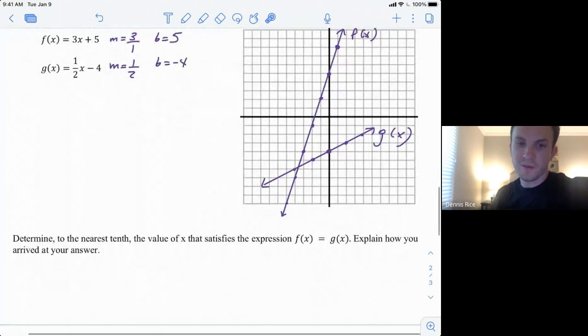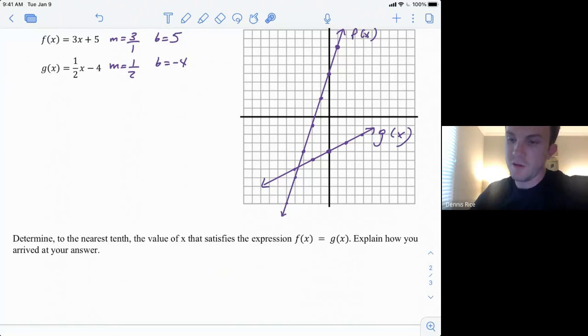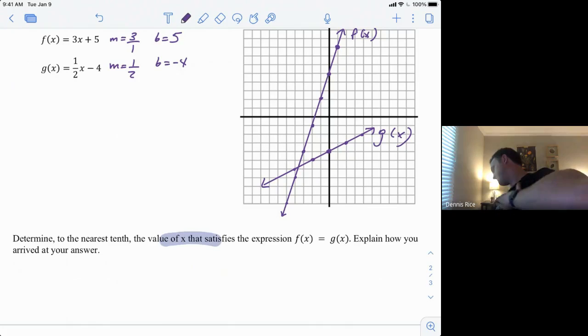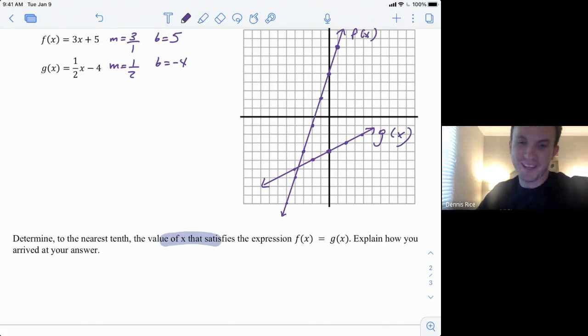So now the follow-up here, and this gives it away a little bit, it says determine to the nearest 10th the value of x. So highlight that, star that, whatever, right? When I give my answer, I just want to say x equals, not a coordinate. That basically is find the x value of the solution and explain how you arrive there.